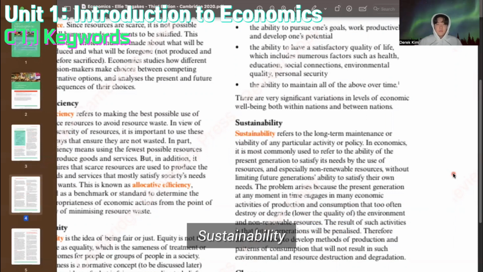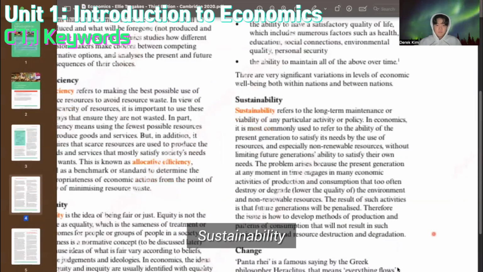They'll be penalized for the actions that we, as the current generation, have taken. So if we commit this act of being unsustainable, the future generation will have to be penalized for that. This comes in environmental impacts, global warming, etc. Therefore, the issue is how to develop methods of production and patterns of consumption that will not result in such environmental and resource destruction and degradation.